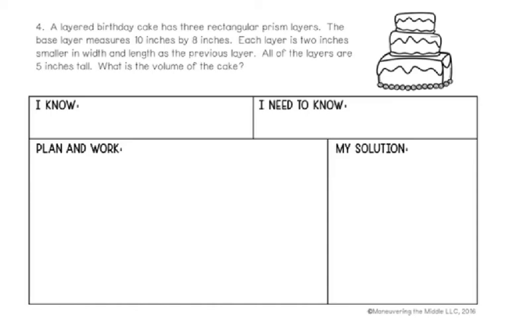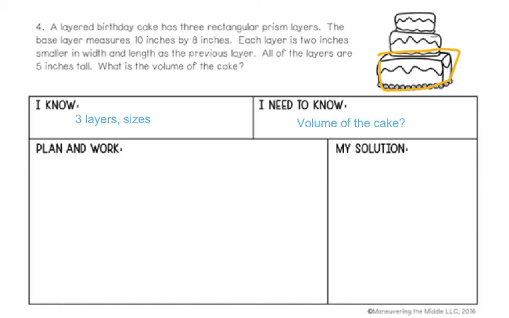Question 4 is a bit more of a challenging problem, so just stick with me. A layered birthday cake has 3 rectangular prism layers. The base layer, which is the bottom layer, measures 10 inches by 8 inches. Then each layer is 2 inches smaller in width and length as the previous layer, and all of the layers are 5 inches tall. What is the volume of the cake?